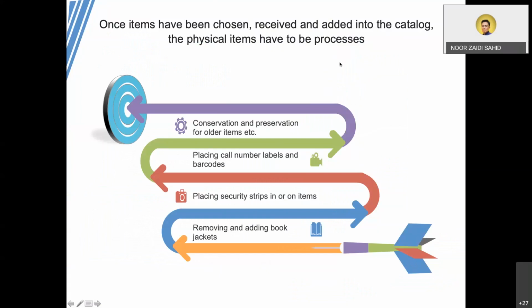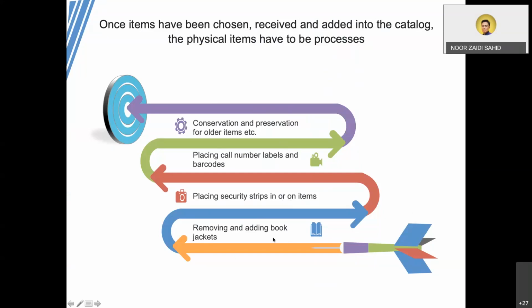Once items have been chosen, received and added into the catalog, the physical item has to be processed. So, proses bagaimana? Technical process, we start from removing and adding book jackets, placing security strips in or on item, placing call numbers, label and barcodes, conservation and preservation for all the item. So this is the physical process of books or printed collection. Pertama dia akan remove the jacket.